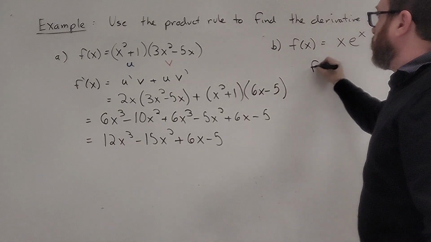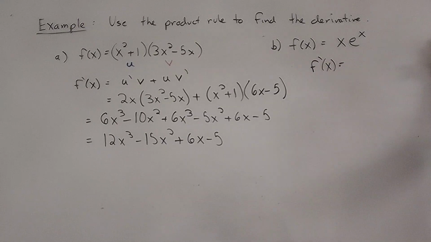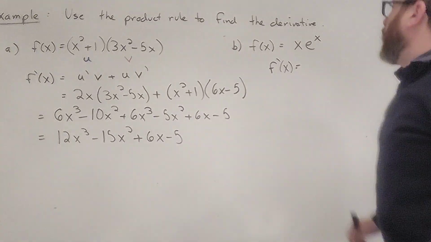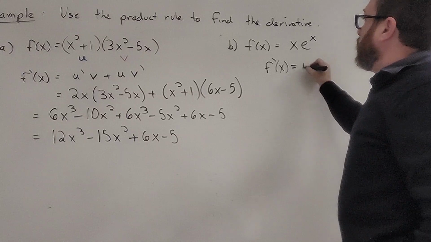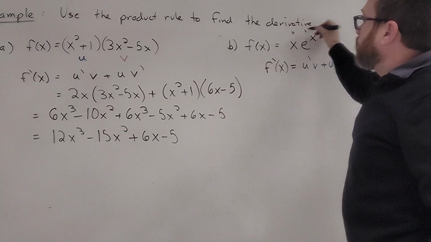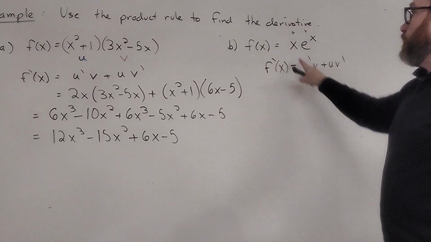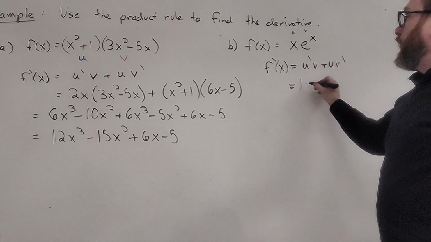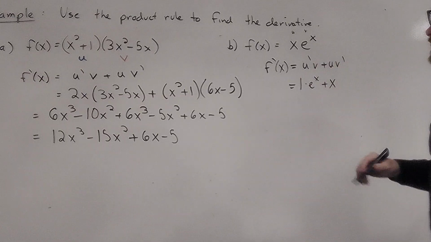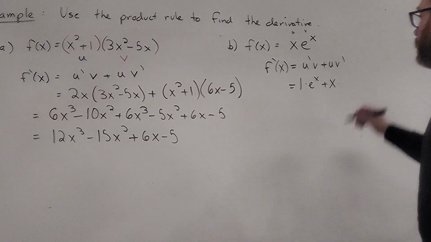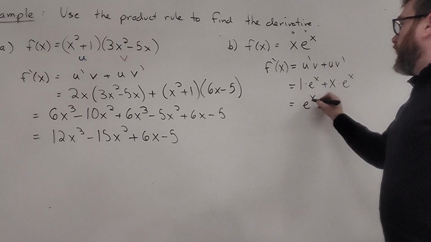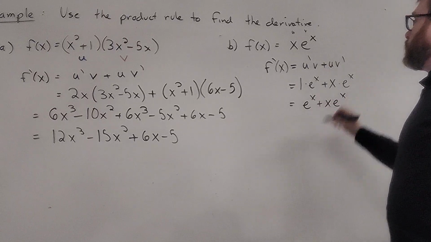So if I want f prime of x there, I know I'm going to have to take, well, this is going to be u prime v plus u v prime, this function being u and this function being v. So the derivative of the first, well, the derivative of x is going to be 1 times the second, which is e to the x, plus the first, which is going to be x, times the derivative of the second. And the derivative of e to the x is one of our favorites because the derivative of e to the x is e to the x. So this will simplify to e to the x plus x e to the x. So that's the derivative of that product.